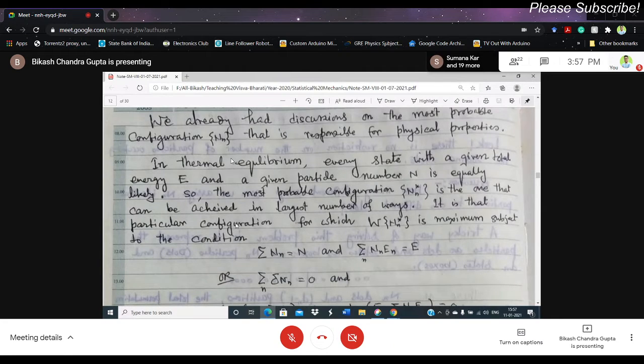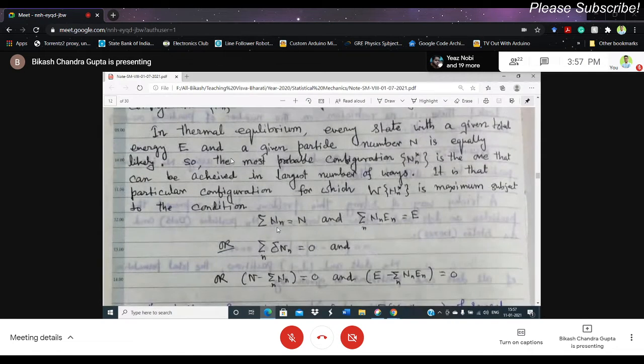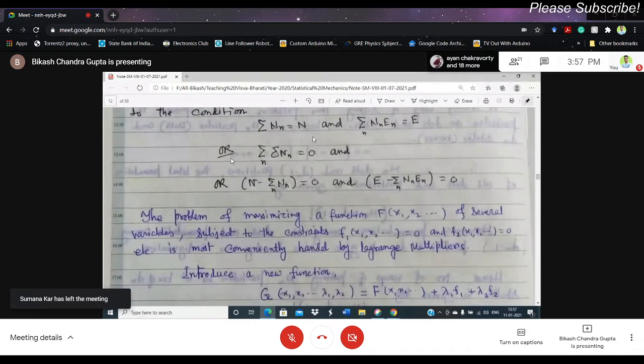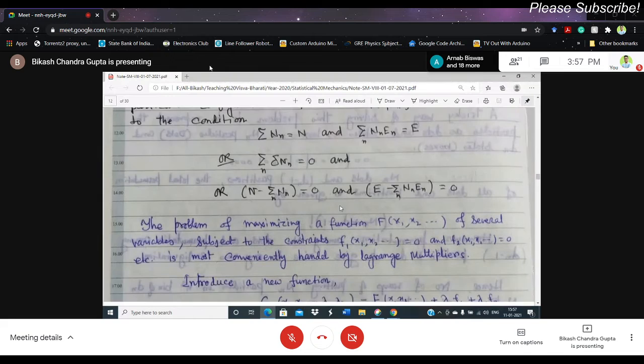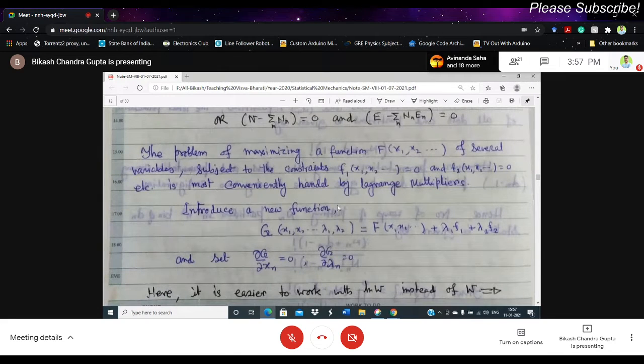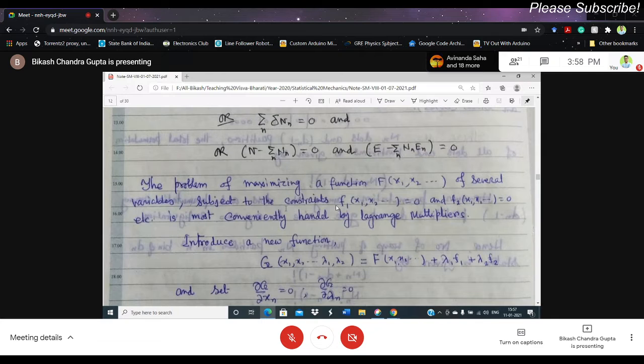Now, it is the particular configuration for which W(Nn star) is the maximum, subject to the condition, of course, sum over Nn equals N, and sum over Nn En equals E. And then certainly we can write N minus sum over Nn equals 0, and also from this we can write E minus sum over Nn En equals 0. Now you see, these are two constraints we have, and at the same time we have this W. Generally, as I said earlier, it is a large number. Generally, they are represented in terms of ln W.